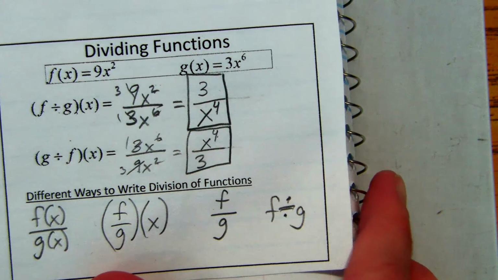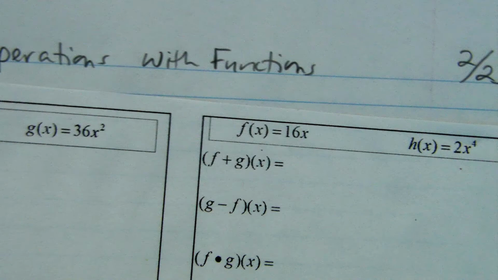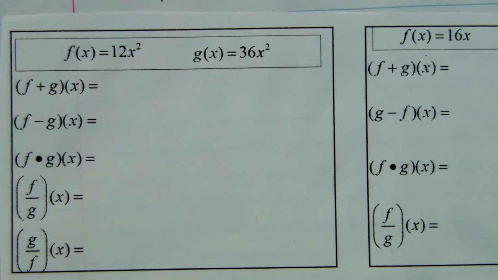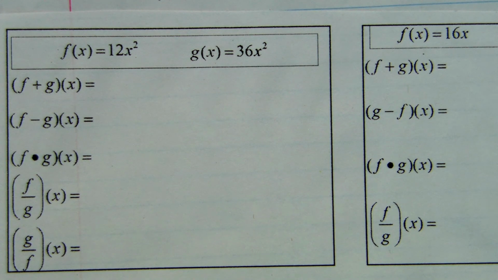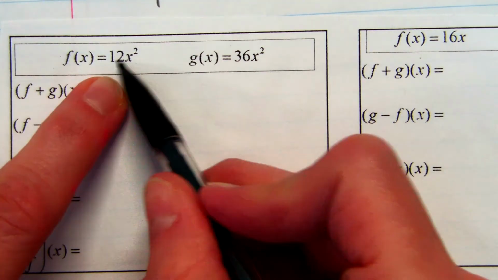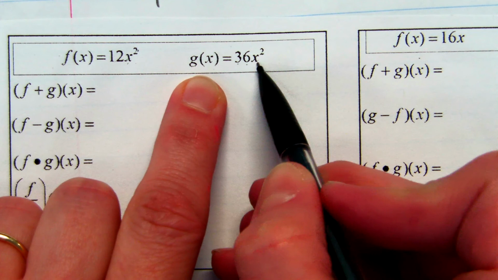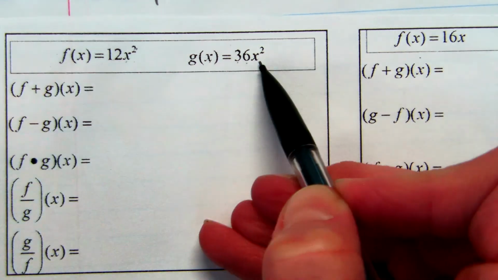All right, we're halfway done. Let's go to the next page. So, most of these are not going to take that long. We're going to go through just a mixture with the same functions. So my f function is 12x squared. My g function is 36x squared. My input variable is x for both of those.